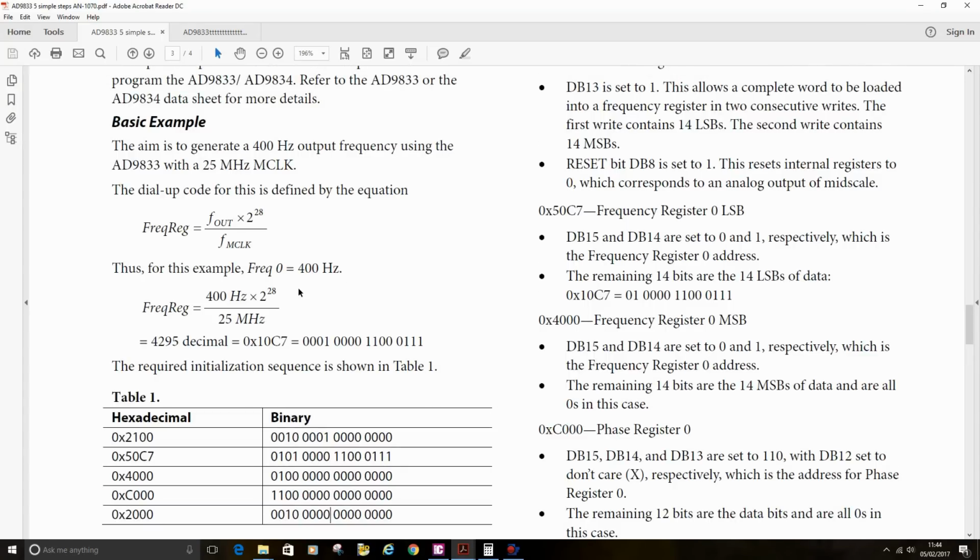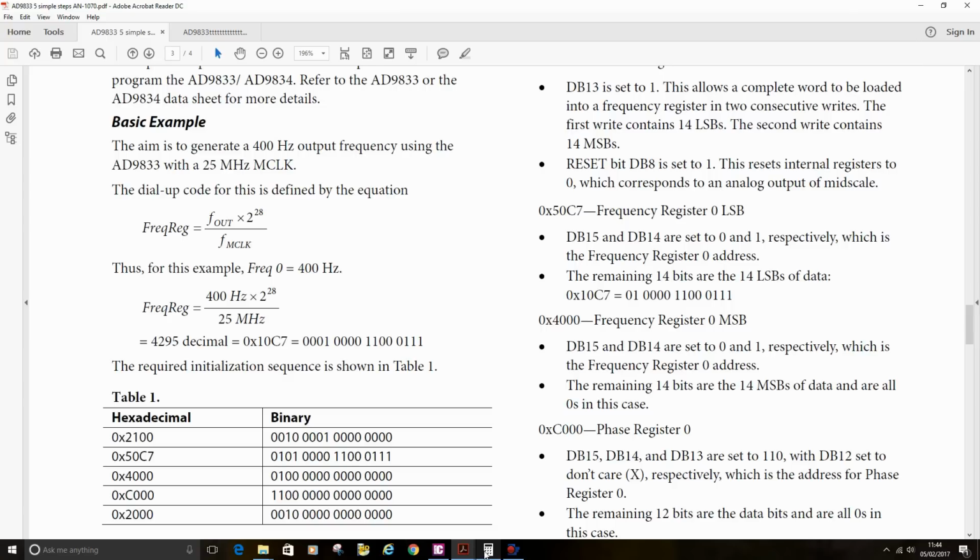So let's work out this frequency first. My board has got the onboard 25 meg crystal oscillator, so my board is the same as this example here. So make sure your board has got this 25 meg oscillator. If it hasn't, you need to work out your frequency and then divide it by your oscillator frequency here.